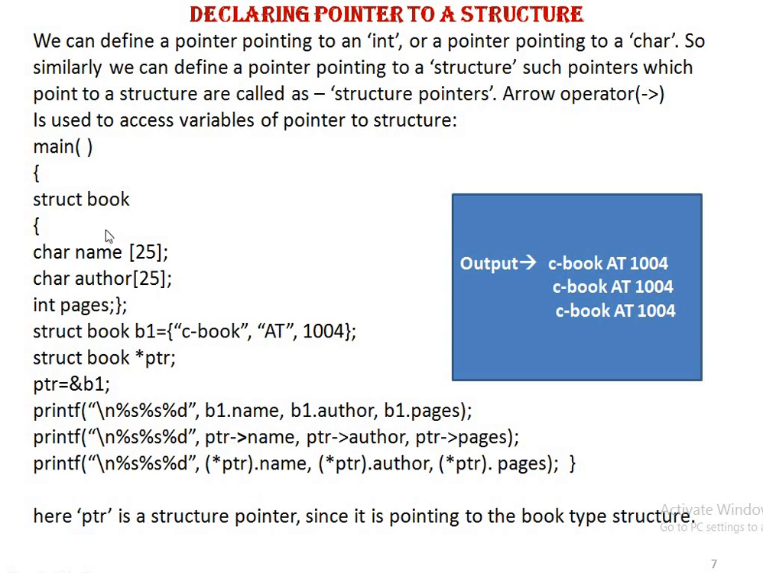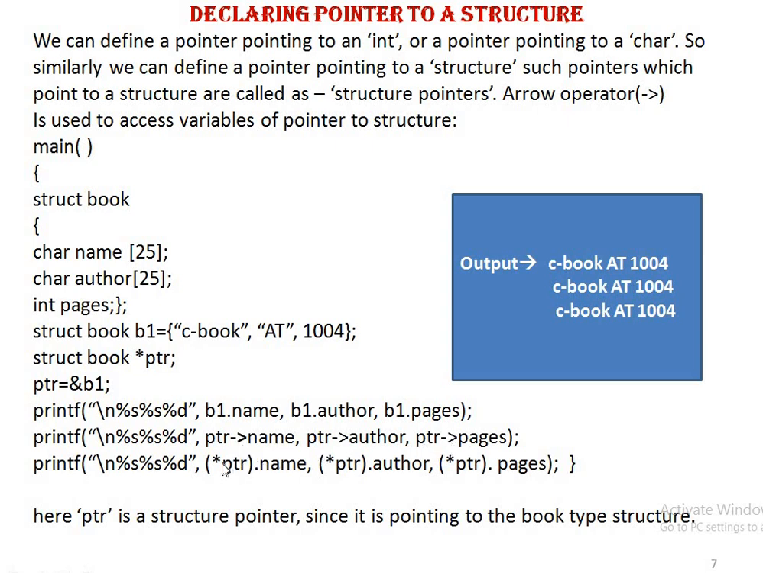So here one structure book has been created: name, author, pages. b1 is the variable having all three values. Then one pointer variable has been created. This pointer variable has been initialized with the address of b1, so now the pointer will start pointing to the starting address of b1, and b1.name, b1.author, b1.pages will give normal values. And if we want to print values of b1 indirectly with the help of the pointer, then pointer arrow name, pointer arrow author, pointer arrow pages will be utilized.